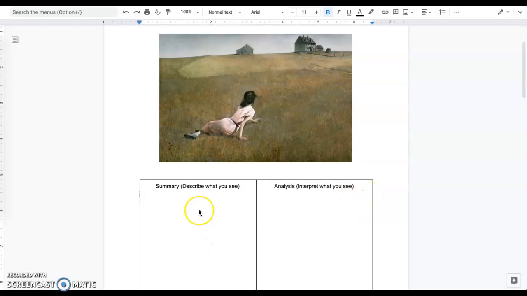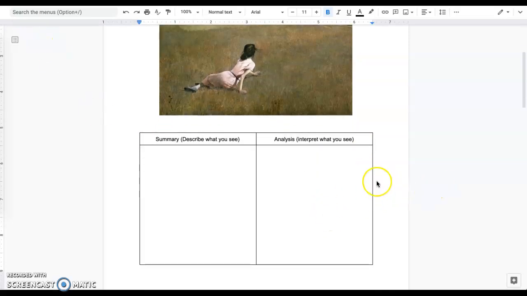So, summary, once again, I'm going to say this over and over again. I know I'm harping on it. Summary is, what do you see? And then analysis is, why is it important? What conclusions can you draw?